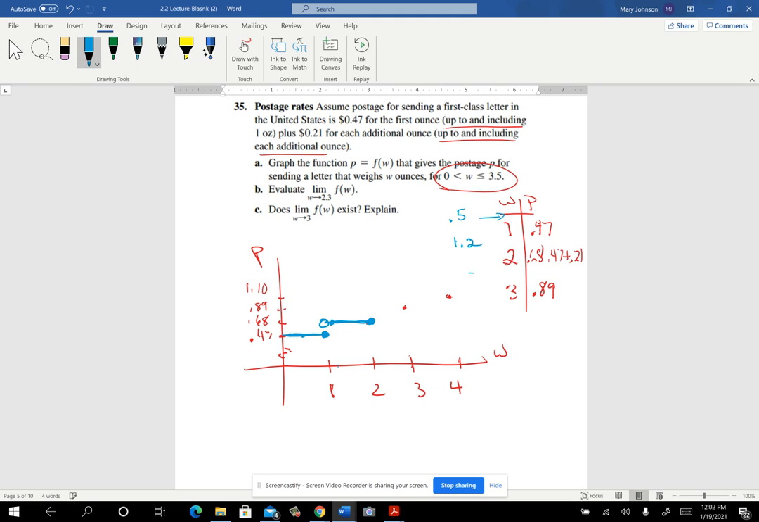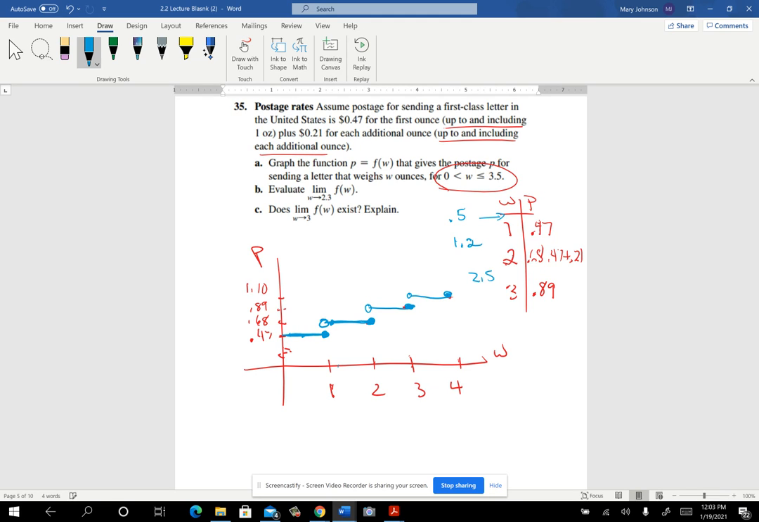Okay, 2.5, same deal. If you went to 2.5, you'd pay an extra 21 cents. And so this would be open, go to here, closed. Okay, open, go to here, closed. All right, that's called a step function. And sometimes the steps have the same length, sometimes they don't. Like sometimes it would be things like 47 cents for the first 2 ounces, and then 21 cents for every additional ounce after that. So sometimes it can vary.